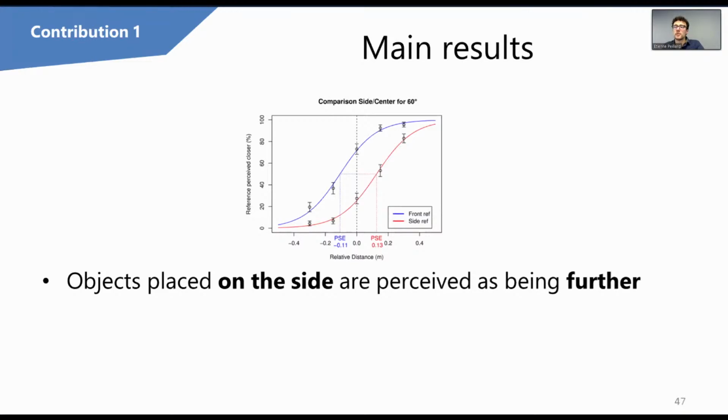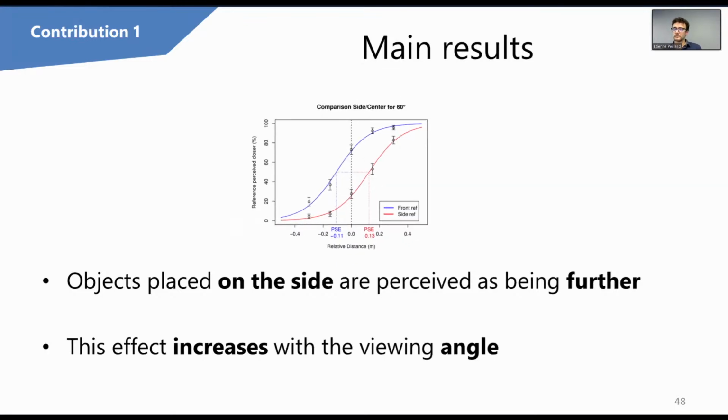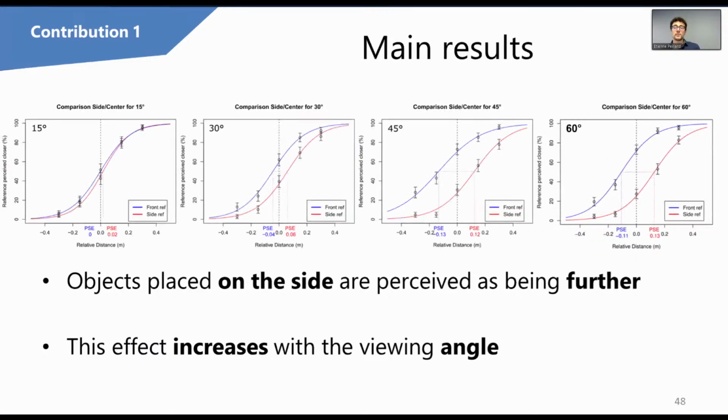We computed the results using psychometric curves to reveal the difference in distance perception between on the side and in front objects. For the first experiment, with objects placed at 60 degrees, we showed that objects placed on the side are perceived as being further than objects placed in front. The results from the second experiment show that this effect is not noticeable at 15 degrees, but it increases with the viewing angle. The effect measured at 45 degrees is similar to the one obtained at 60 degrees.